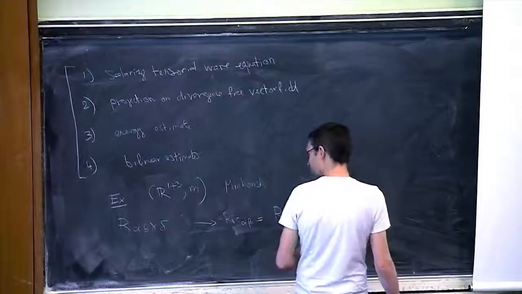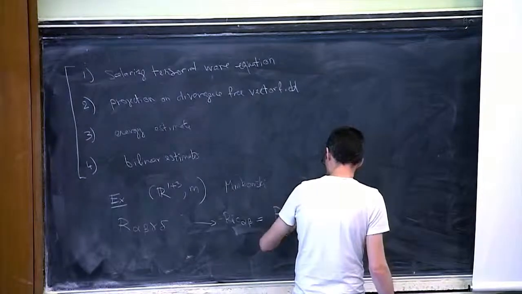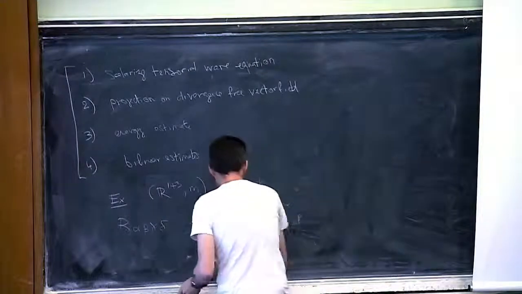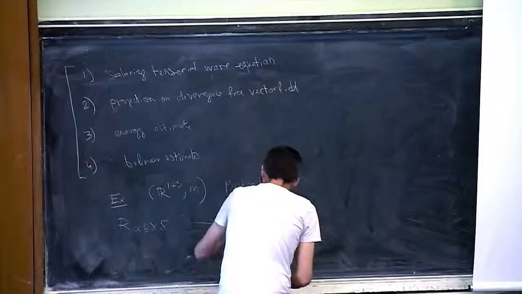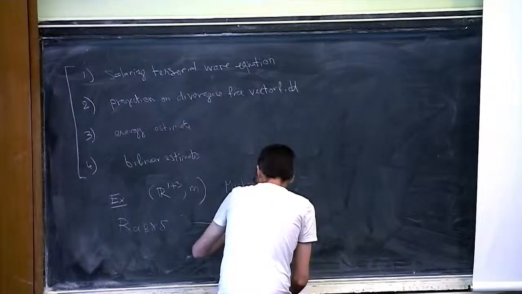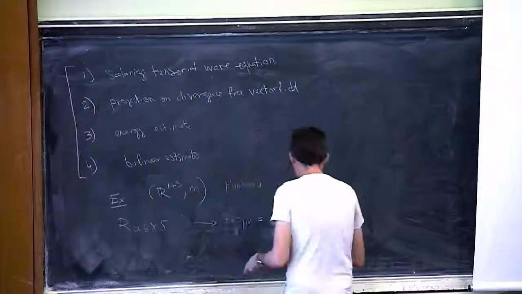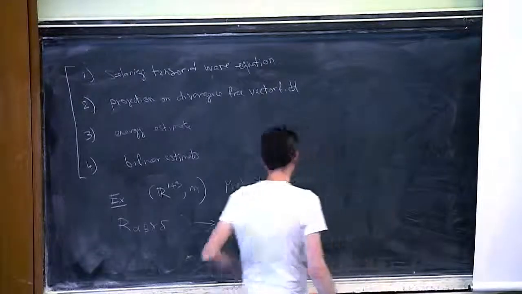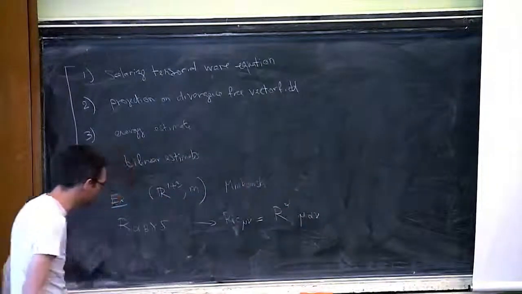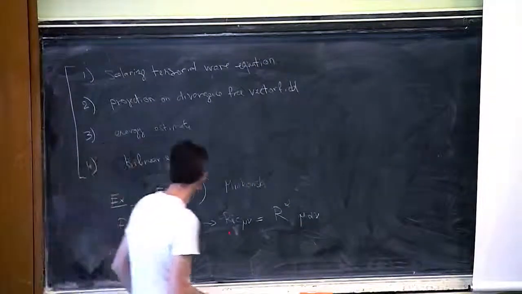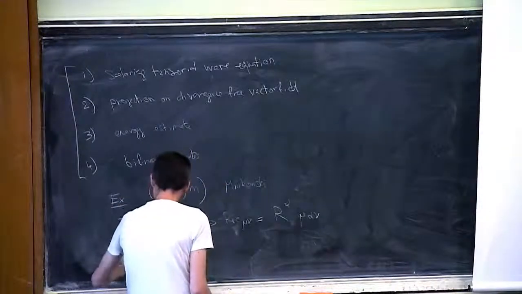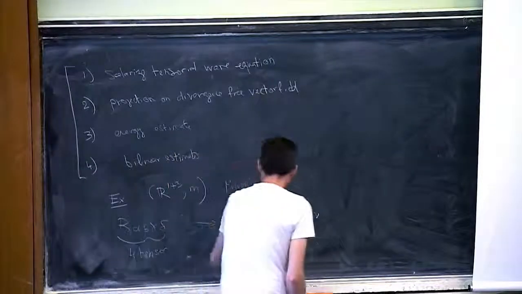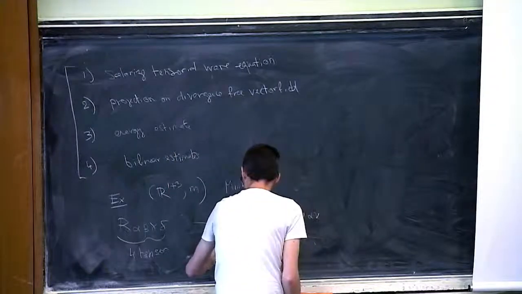You contract the first and the third index. So let me write it well. Ric of mu nu is R alpha mu alpha nu. So you contract the first and the third indices. That gives you a two tensor. So that's a four tensor, and out of it, you get Ricci, which is a symmetric two tensor.